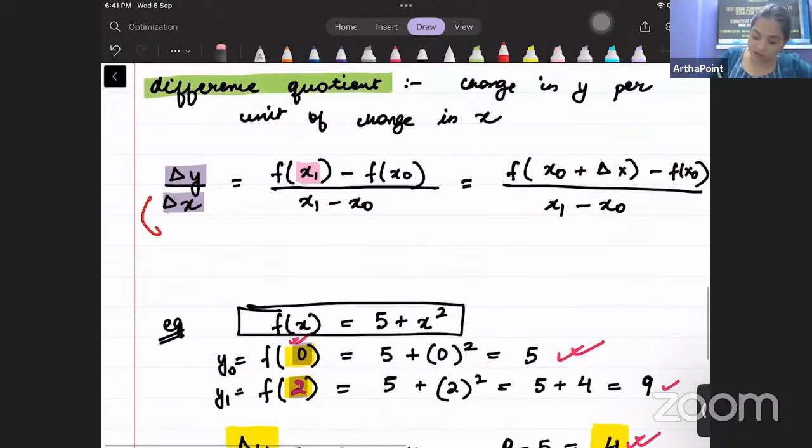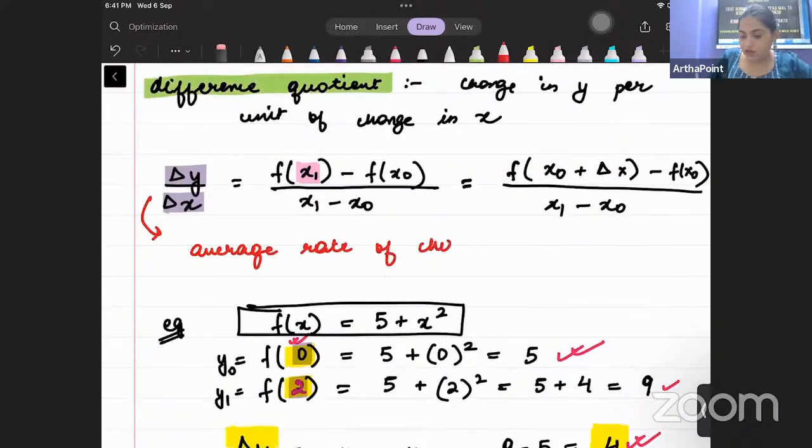So please write this down with me. Okay? This is called the average rate of change of y. This is what it is called. Is this clear?